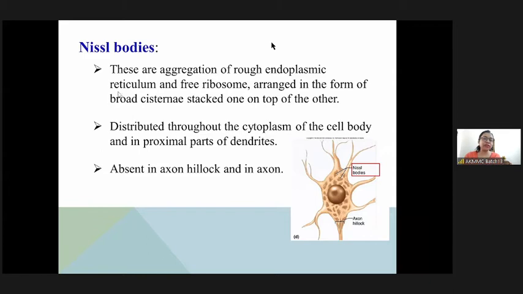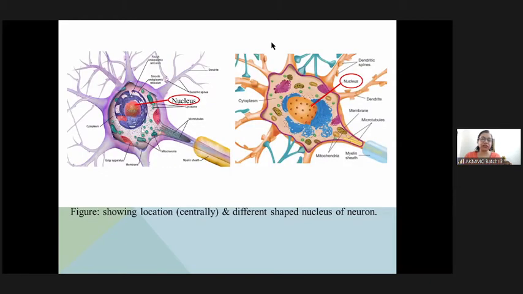এবং সেটা কোথায় আছে? একদম হোল সেল বডিতে we will find these stacks, these granules, and inside the dendrite we will find these granules. But where will it be absent? In the cell body, in the axon hillock. Axon hillock is a part of the cell body.